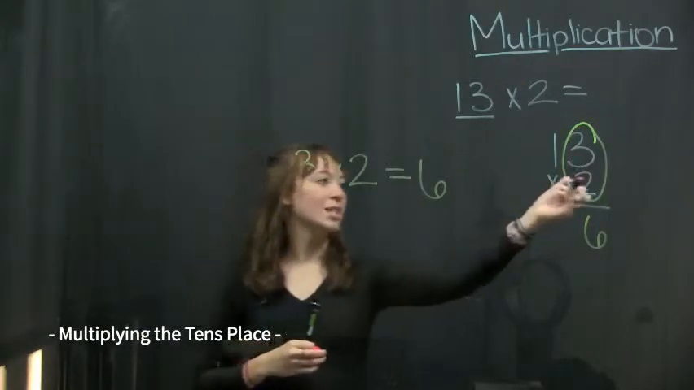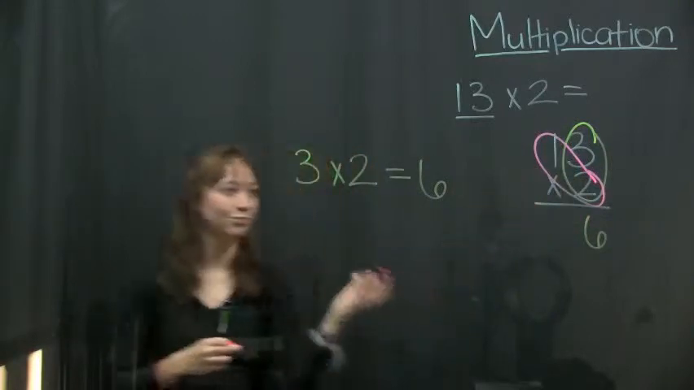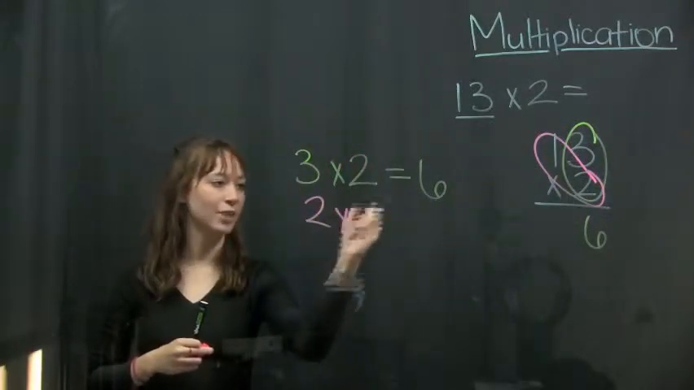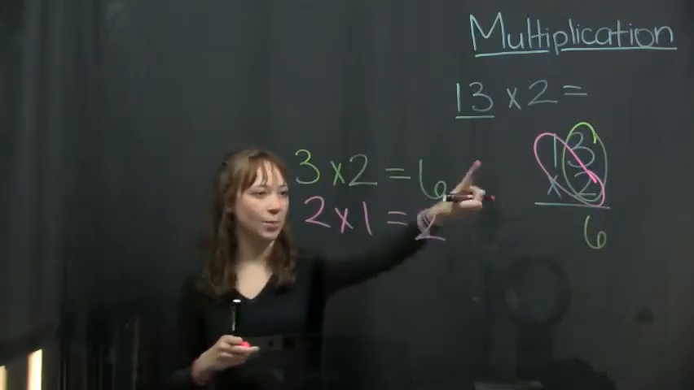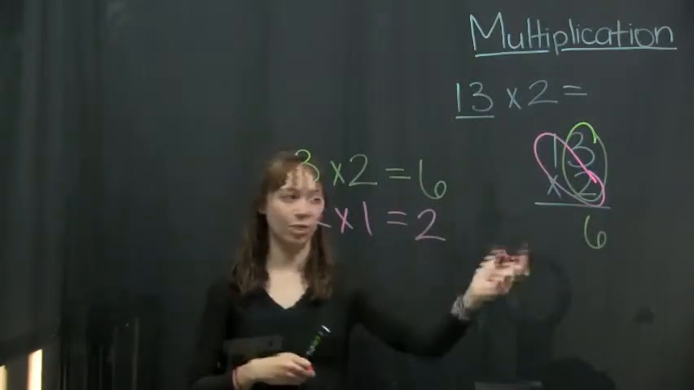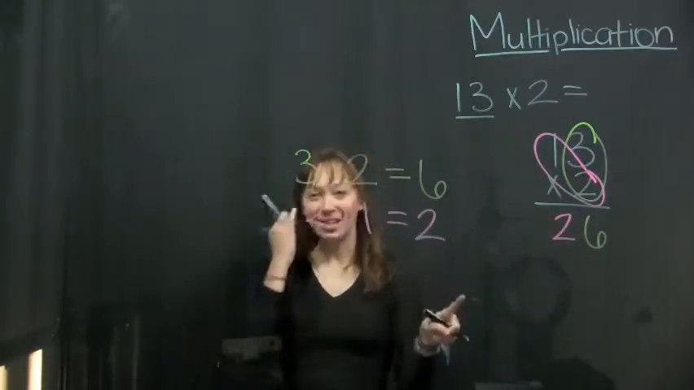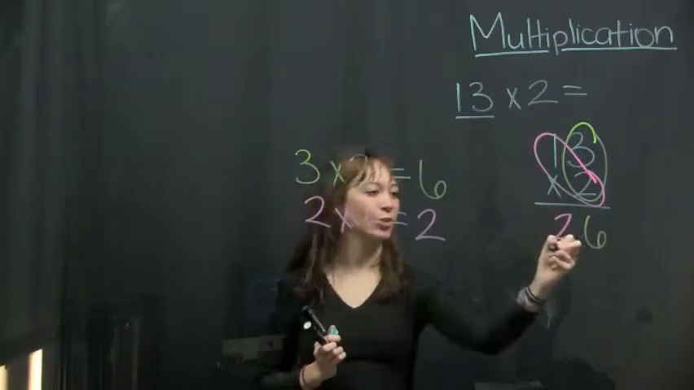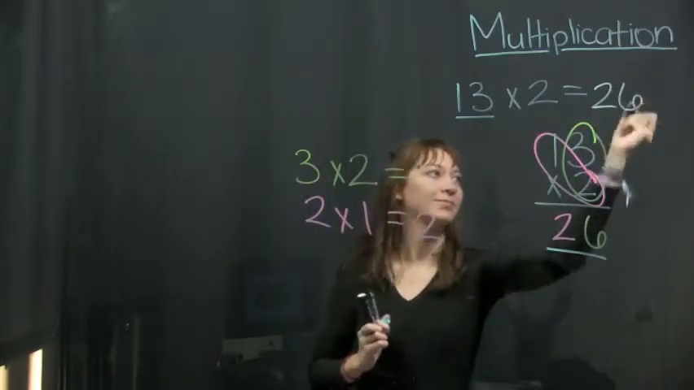So now you're going to take the bottom number times the tens place, which is 2 times 1, and 2 times 1 is 2. And since you multiplied that by the tens place, you're going to drop it down, and you're going to write that 2 down in the tens place. So the answer for 13 times 2 is going to be this right here, which is 26.